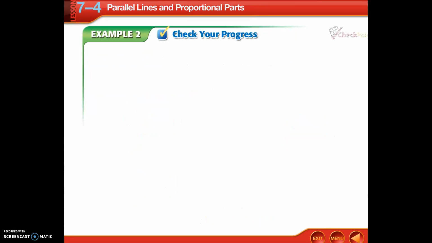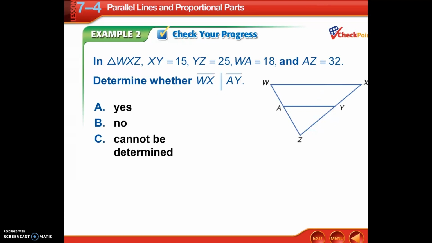All right, let's look at it with side lengths, and again we can look at wholes, but just make sure that we have the whole length on both sides when we're comparing them. So they want to know, does XY, which is 15, and YZ, which is 25, equal WA, which is 18, and 32? So we would set it up as, does 18 over 32 equal 15 over 25.